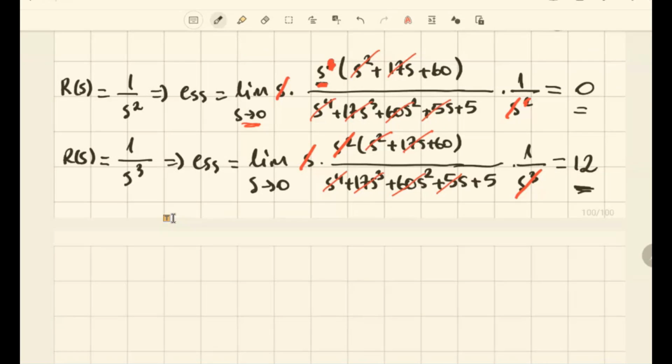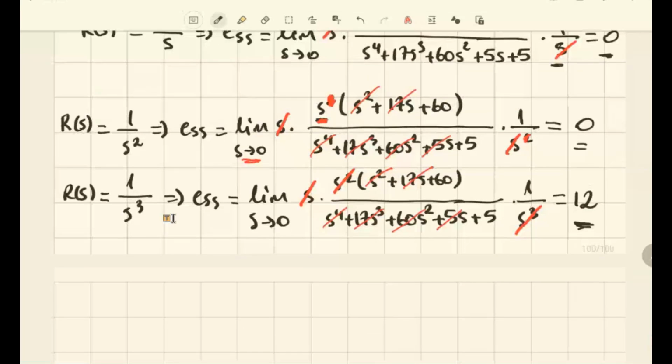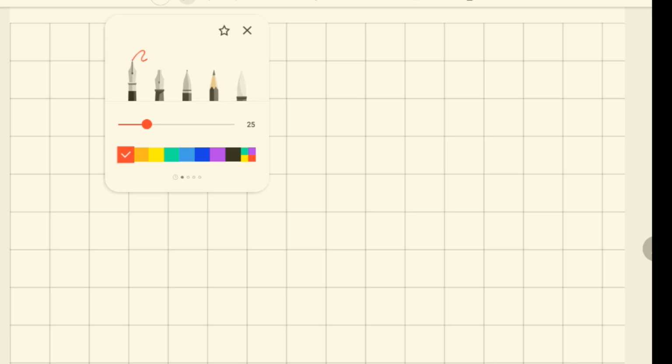But for the unit ramp function or unit step function, we have no steady state error. What if we have a non-unity feedback system, such as R(s)?